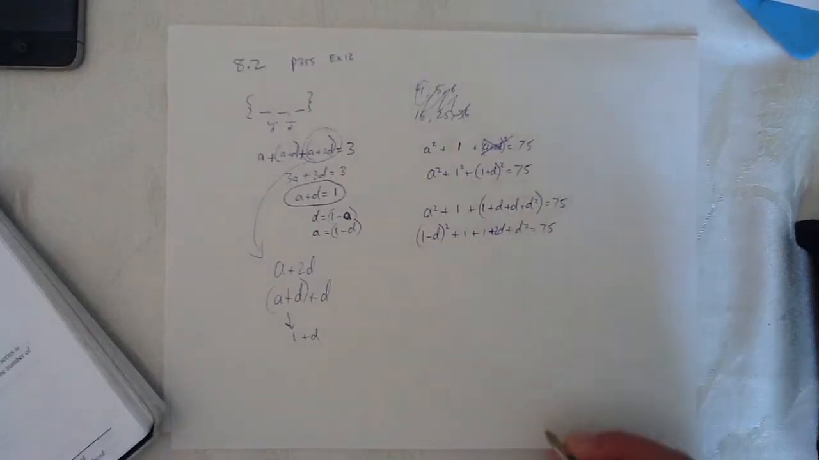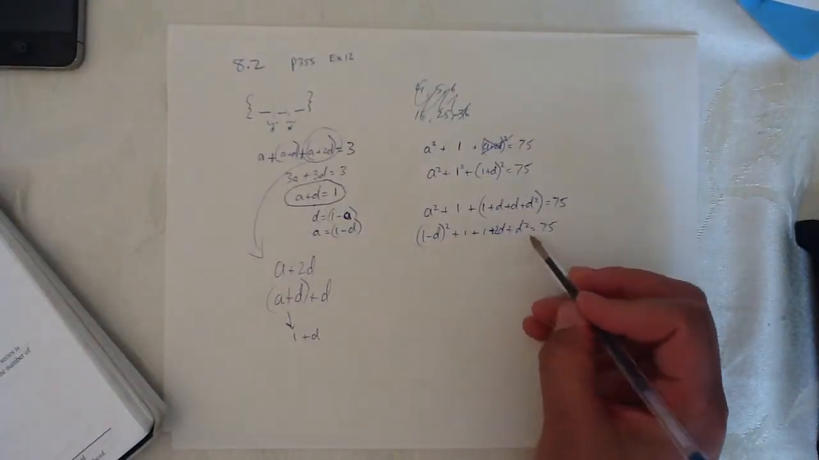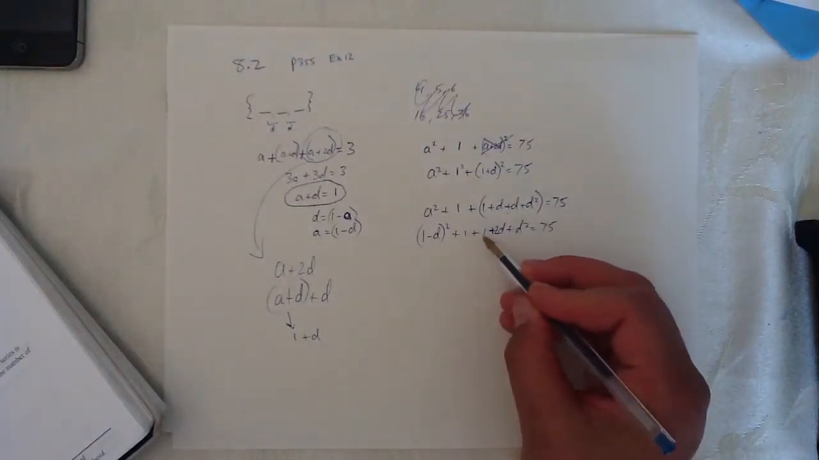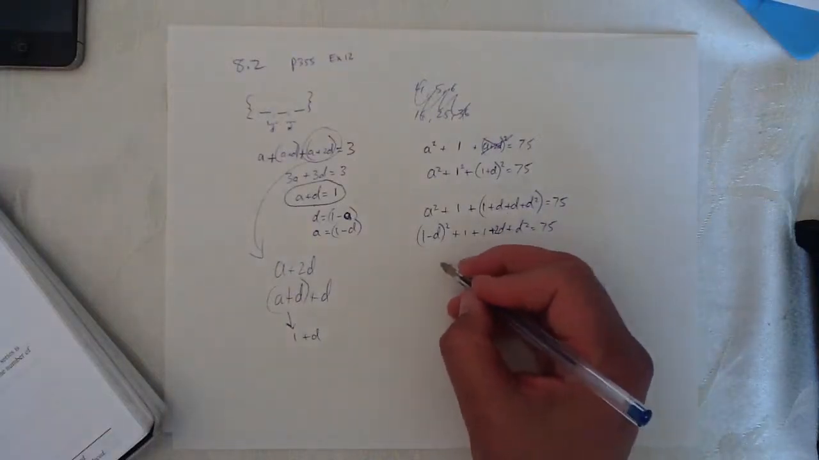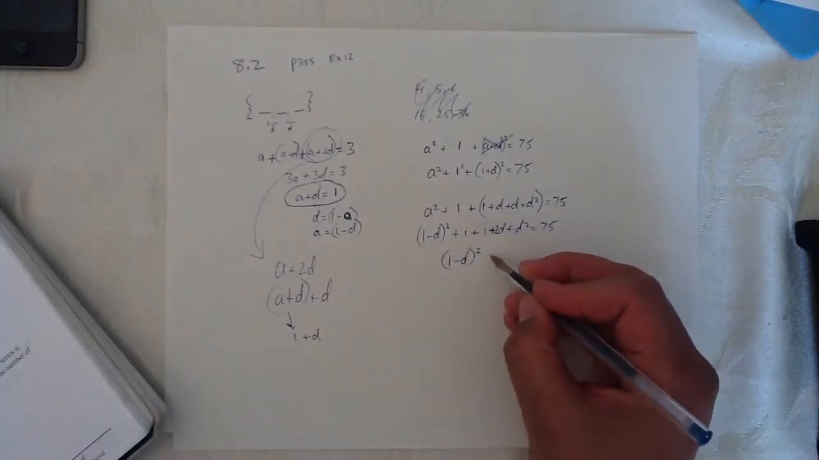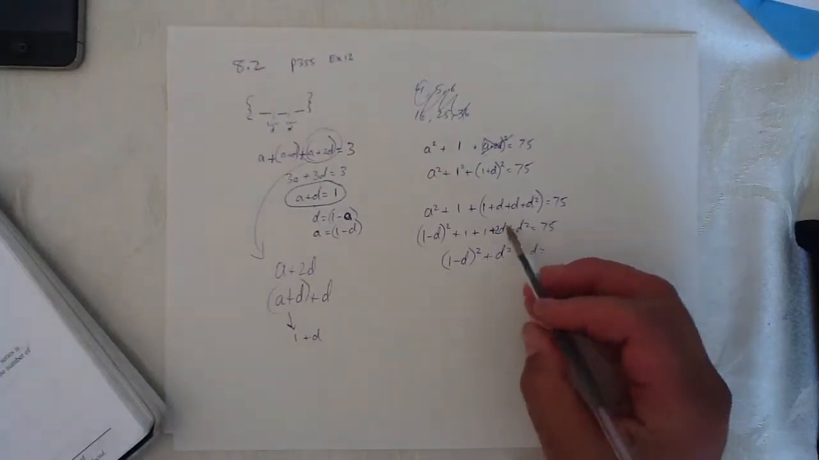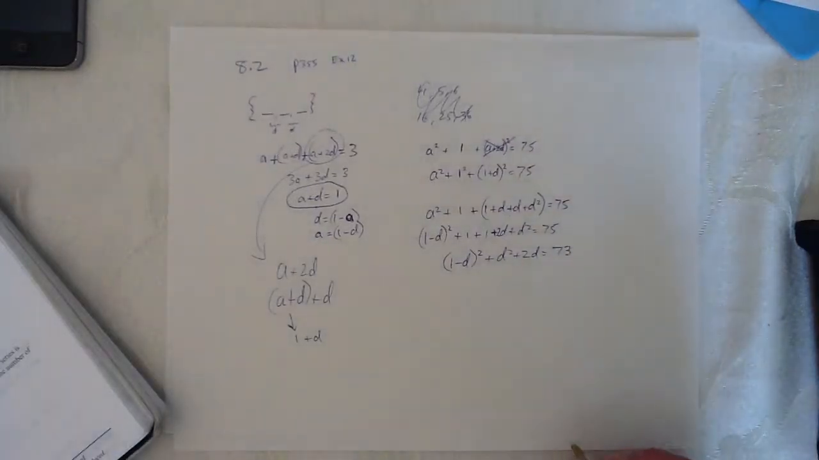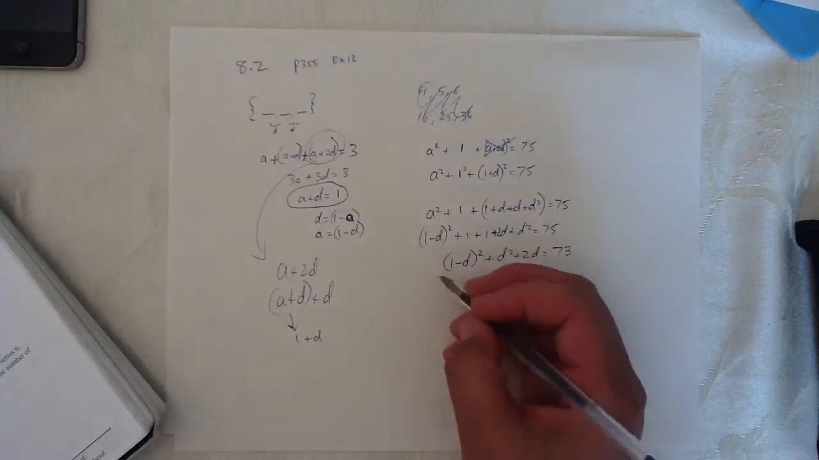equals 75. And if I FOIL this out, actually I better collect the terms here because it's getting very messy. Plus 1 plus 1, so I've got plus 2 in here. I can subtract that from both sides. So let's get 1 minus d squared. I'm going to subtract that from both sides. Plus d squared plus 2d equals, I'm subtracting these two off the left side, subtracting them off the right side, I get 73. So let's FOIL this one here, 1 minus d times 1 minus d.